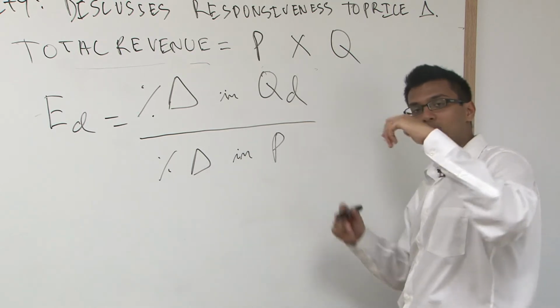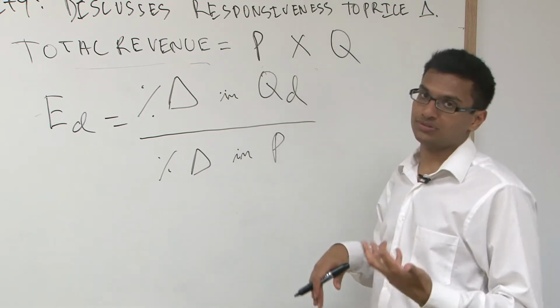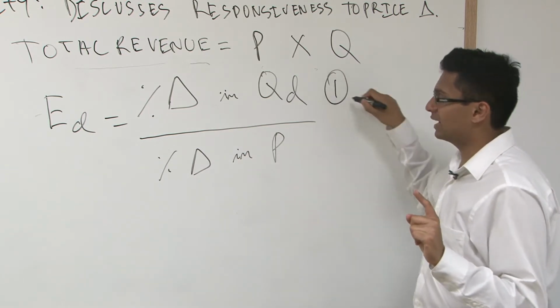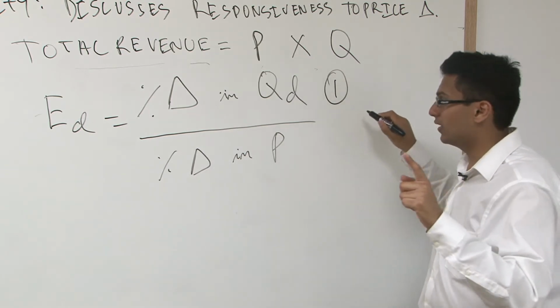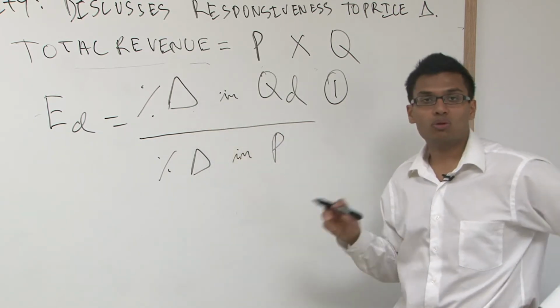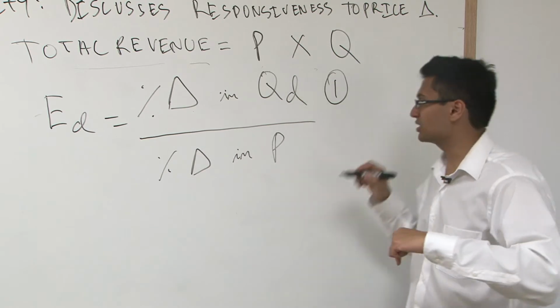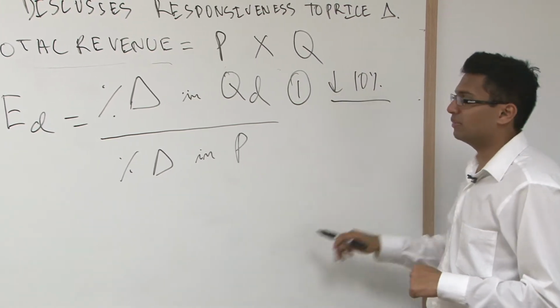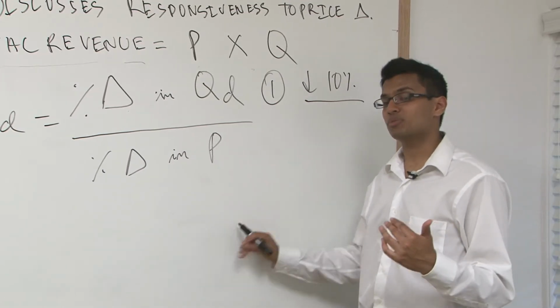Now, the way we're going to explain this is by giving you examples, right? So my first example, what did I say? I said that price went up by 10% and the quantity demanded went down by 10%. So look at this. Quantity demanded, what was the change? It decreased by 10%. And then my price, I said I increased by 10%, okay?